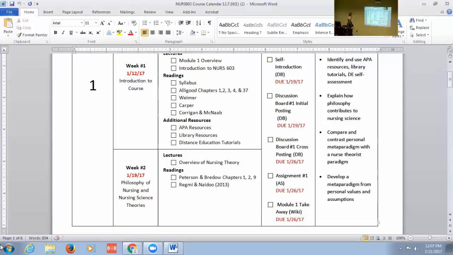So what I wanted to see then by using the wiki was how each student could take one of these. The instruction was to look at those objectives and to say what it was that they had learned from this particular module.